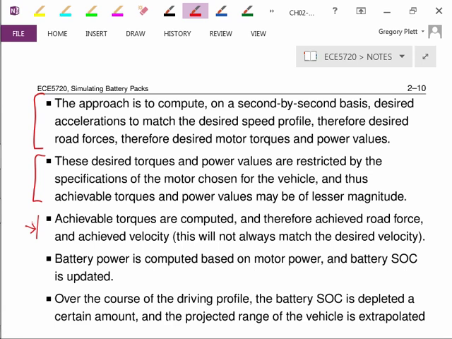We compute battery power based on motor power, and battery state of charge is updated, and over the course of the profile, the battery state of charge is going to go down, and the projected range of the vehicle can be extrapolated by how much the SOC goes down per drive cycle. And a drive cycle has a certain distance associated with it. You just integrate speed versus time to get distance.